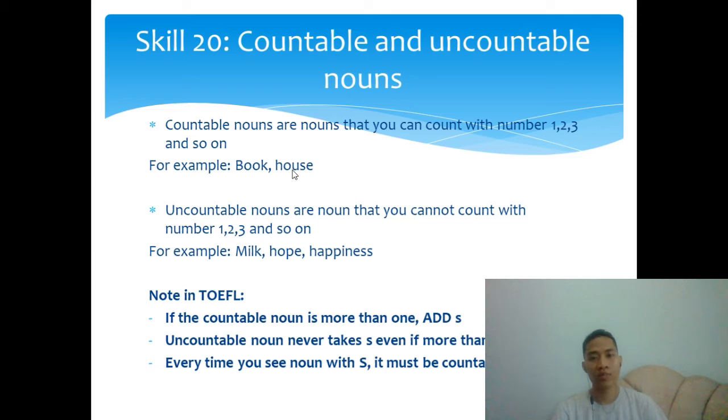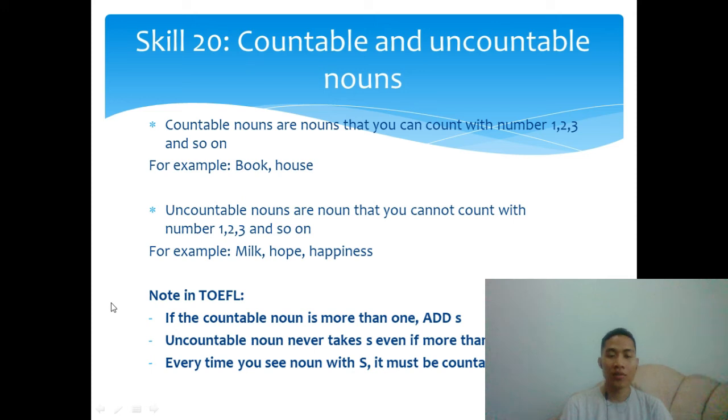Okay, how about uncountable nouns? That's actually the opposite of countable nouns. If you can use the numbers 1, 2, 3 and so on with the noun, it means that it's a countable noun. But if you can't use a number before the noun, it means that the noun is uncountable. For example here, milk, hope and happiness. Can you say one milk, two milk, one hope, one happiness? No. It means that milk, hope, happiness belong to uncountable nouns because you can't count them with the numbers 1, 2, 3 and so forth.